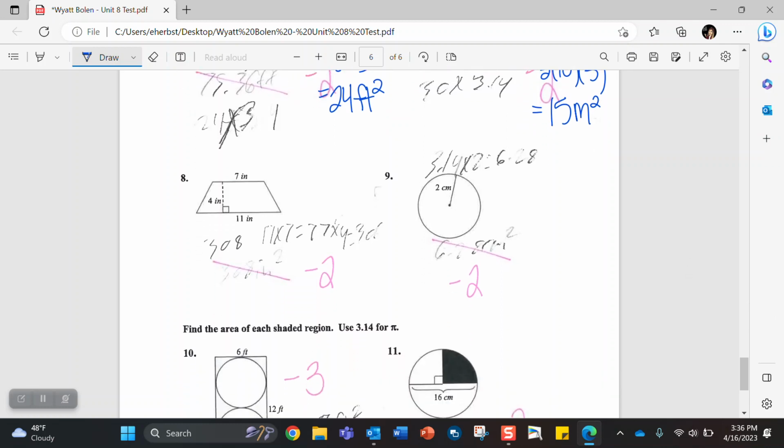We should have gotten 15 meters squared. Number 8 is a trapezoid. We did one of those earlier in multiple choice. Again, it's 1/2 B1 plus B2. You're adding those two parallel sides together and then multiplying it by the height.